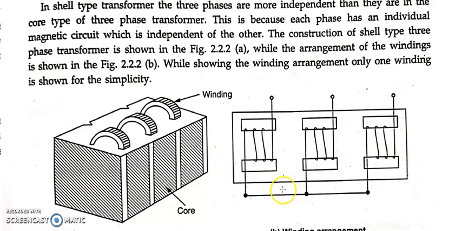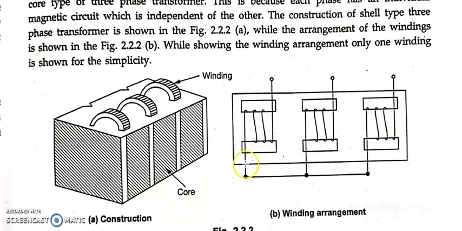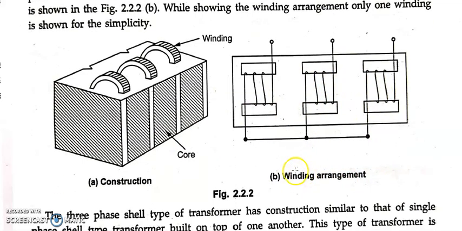You can see the arrangement of the winding is shown with respect to only one winding for simplicity, and we have another core like this at the bottom. If I say this acts like a primary, the bottom will act like a secondary. This is the winding arrangement. So you should not worry about where the secondary winding is. The secondary winding is not shown, just for the sake of simplicity.